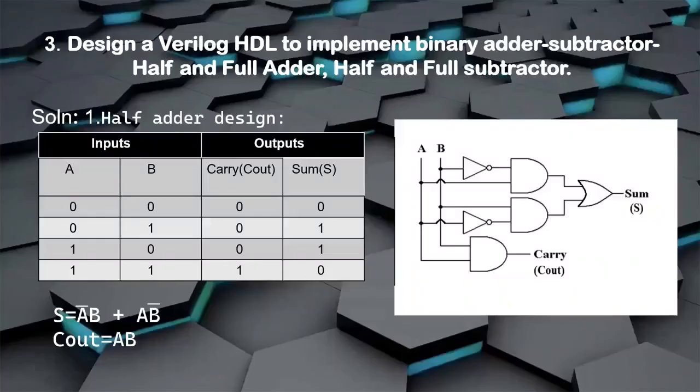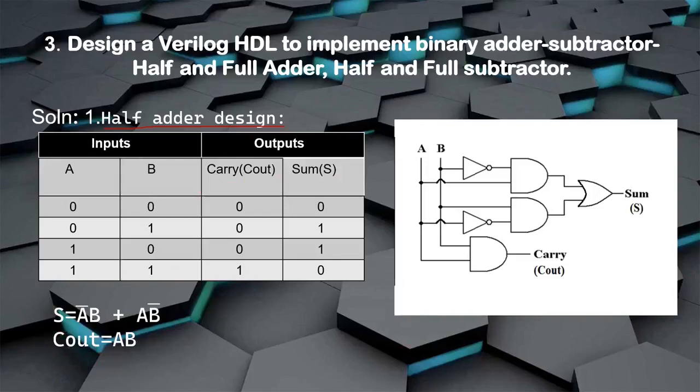First let me solve the half adder design. So this is the table of the half adder and this is the circuit for the half adder. Let me explain how we'll be writing this half adder. As I said, A and B are the inputs, carry out and sum are the outputs. Sum is represented as S, carry out is represented as C out.